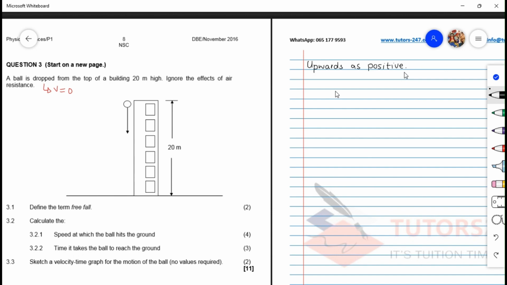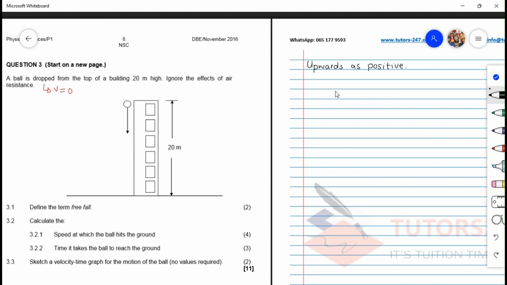So my first question, question 3.1, define the term free fall. So free fall is defined as the motion of an object that is under the influence of gravitational force only, or you can use the word gravity instead of gravitational force. So basically what that means is that after this object has been thrown or released, the only force that is acting on this object is gravity.